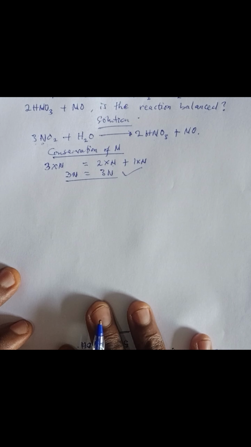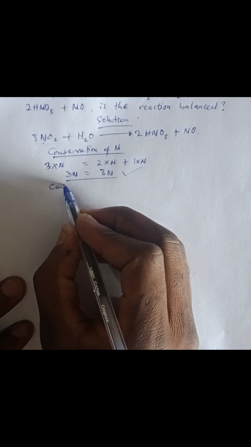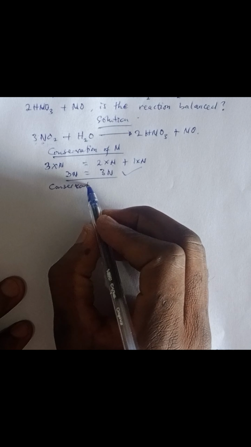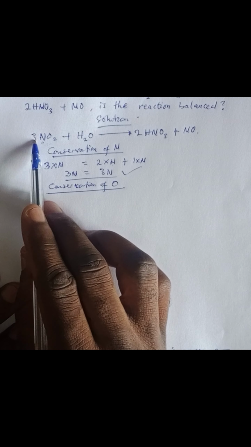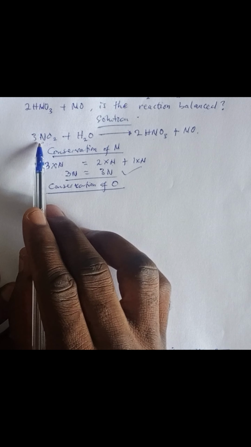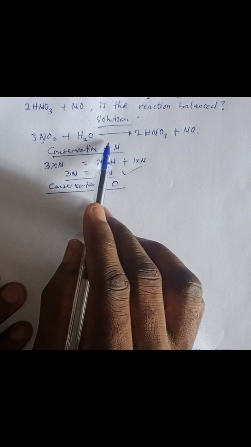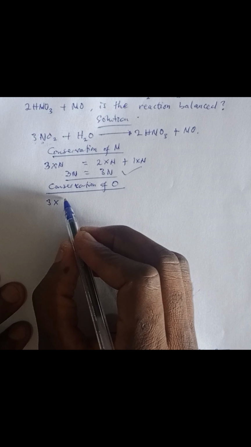So next, let's check whether oxygen is conserved. Conservation of oxygen. So here in NO2 we have oxygen. How many atoms of oxygen are there in NO2? That is 2. And we are having the substance itself, NO2, being multiplied by the mole ratio here according to this equation, which is 3.